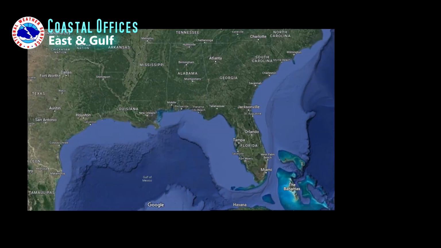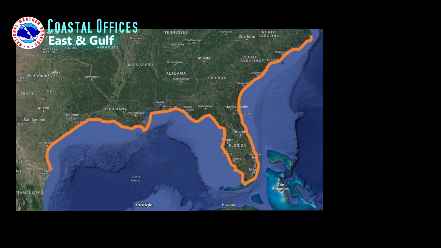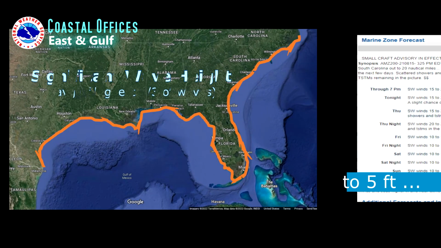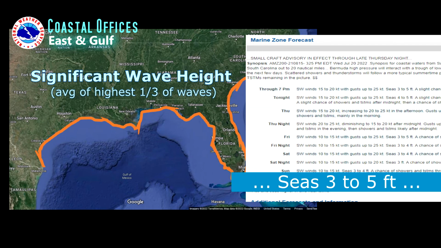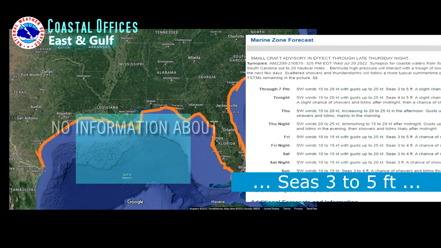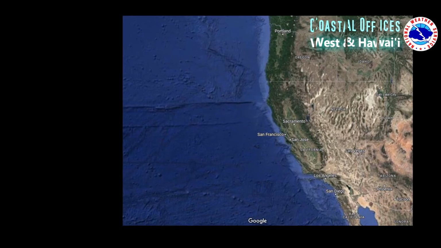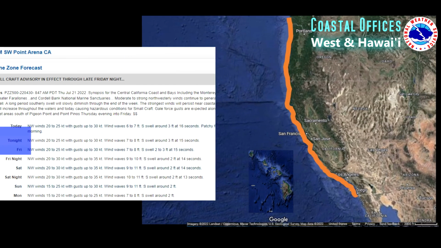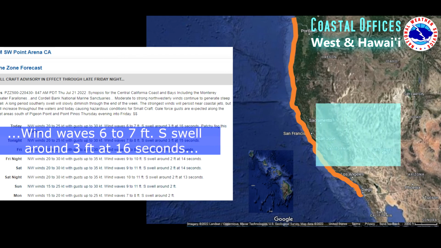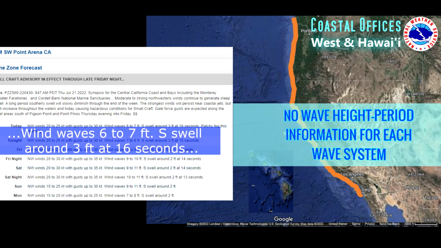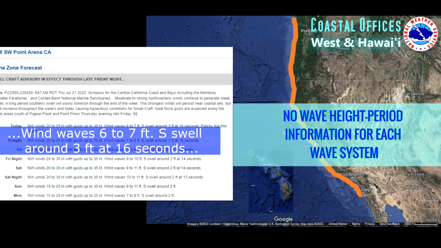Presently, most of the National Weather Service offices on the east and Gulf Coast only provide significant wave height, which is the average of the highest 1/3 of waves at any location. Significant wave height is extremely valuable, but it does not tell us when multiple wave groups are passing through each other at a particular location, and it also doesn't tell us vital fundamental things like wave period and wave direction. Meanwhile, most of the West Coast and Hawaii provide wind wave and swell information, but they do not include all of that fundamental height, period, and direction information for each wave system.